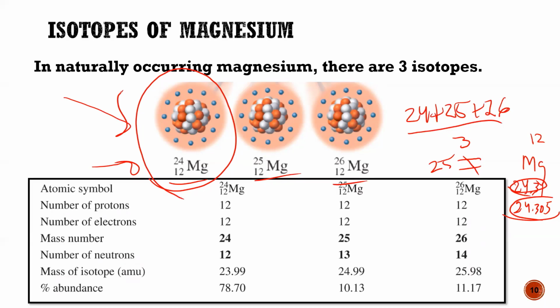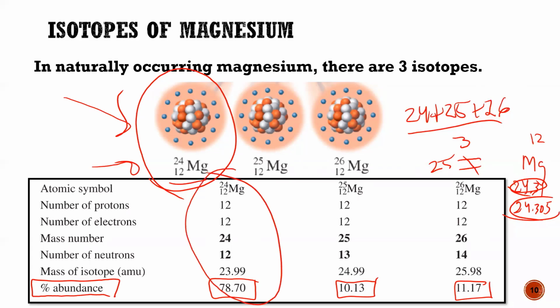Am I right? Well, let's take a look. Where do I see percent abundance, right? Where do I see how often I find it in nature? Right there. Oh, look at that. What has the highest percentage in nature of the 3 isotopes? Yup, 24. It's found 78.7% of the time. Only 10.13 is magnesium 25, and only 11.17 magnesium 26. So it makes sense that because there's more magnesium 24, that weighted average is closer to 24.